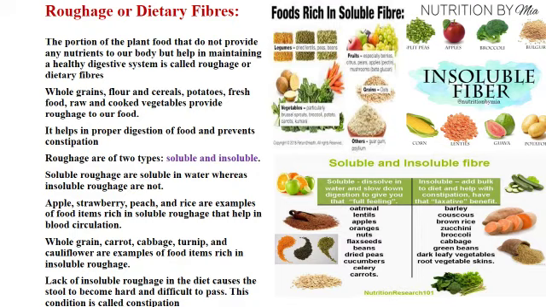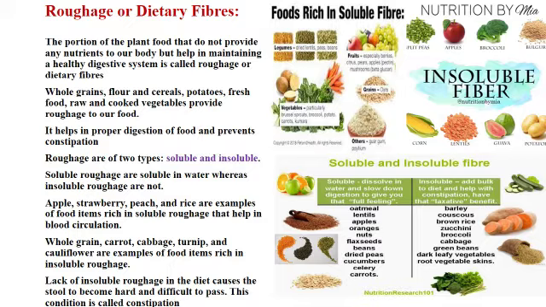So now we will learn about roughage or dietary fibers. The portion of the plant food that do not provide any nutrients to our body but help in maintaining a healthy digestive system is called as roughage or dietary fibers. Whole grains, cereals, potatoes, fresh food, raw and cooked vegetables provide roughage to our food. It helps in proper digestion of food and prevents constipation.